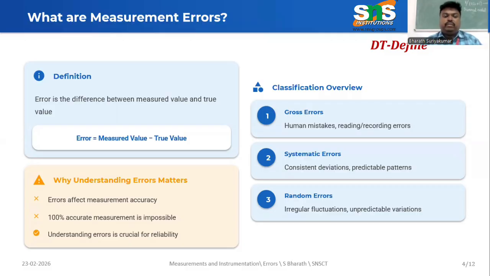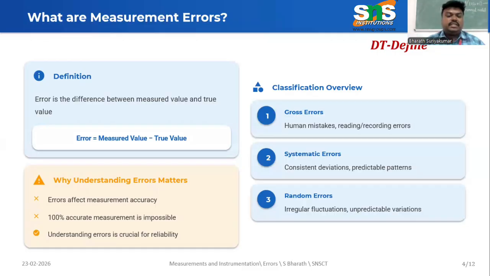What are the different types of errors? Errors are classified into three different categories. One is called gross error. The second is called systematic error. The third is called random error. Gross error is caused by human mistakes, reading or recording errors, etc. Systematic errors are consistent deviations, predictable in patterns, etc. Random errors are irregular fluctuations, unpredictable variations, etc.